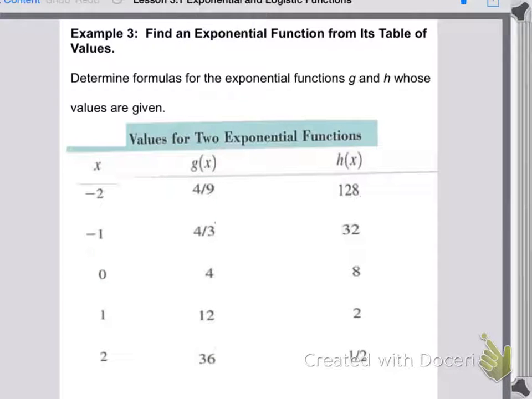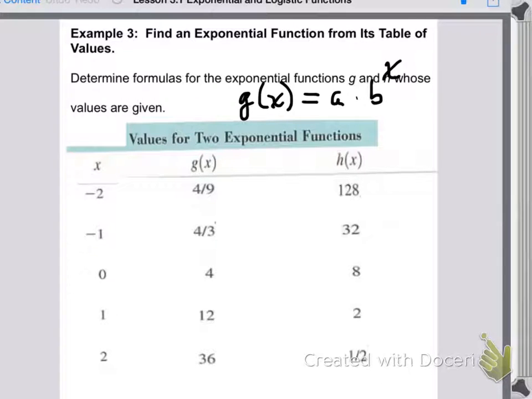In example 3 here, we want to find an exponential function from its table of values. Alright, so determine formulas for exponential functions g and h whose values are given. So we have g of x here, and we have h of x here, and we want to write exponential functions for each. Okay, so exponential functions for g of x. So we want g of x in this form, g of x equaling a times b raised to the x.